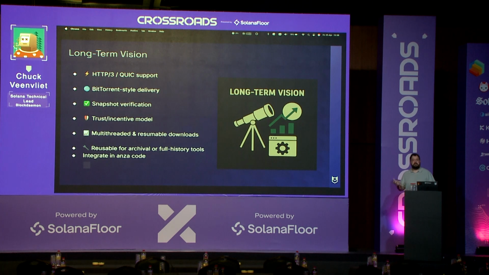Also, the snapshot data is actually really useful for archival and full history. We could improve hosting large amounts of snapshots over time if we wanted to. And in the end, we want it to be integrated in the Agave code, right? If we can improve this new way of downloading and distributing snapshots, it should be part of the Agave code, and it should work out of the box.